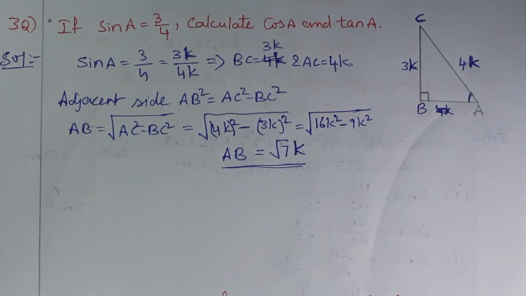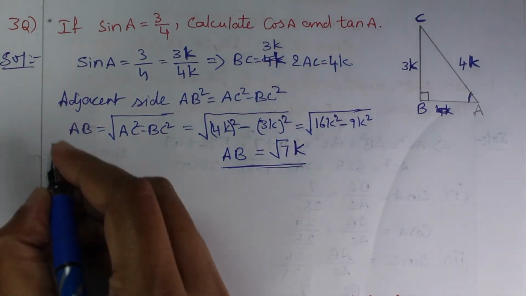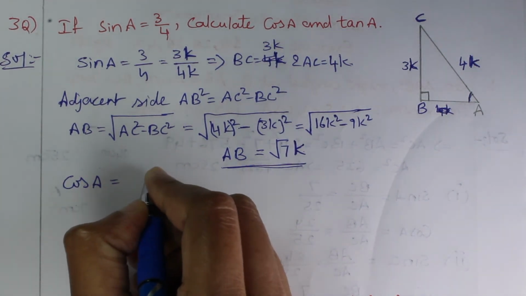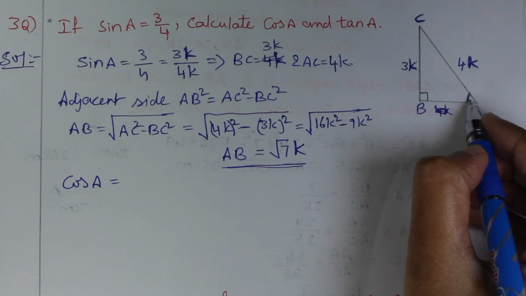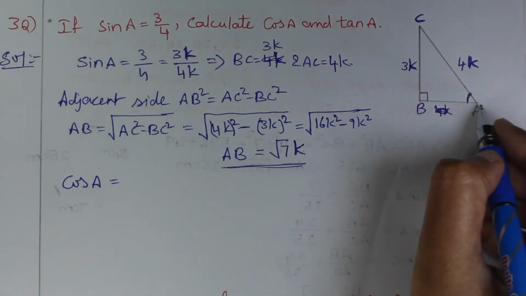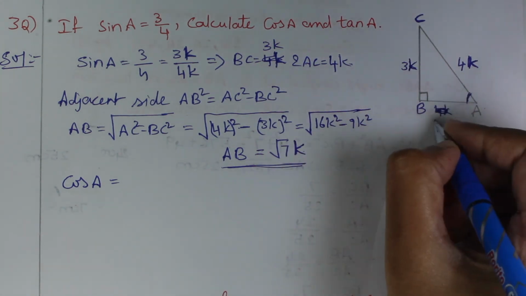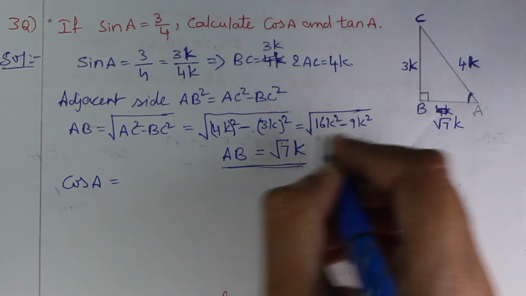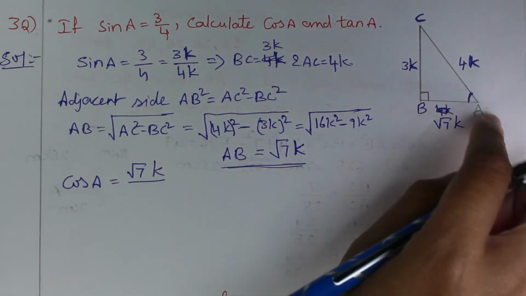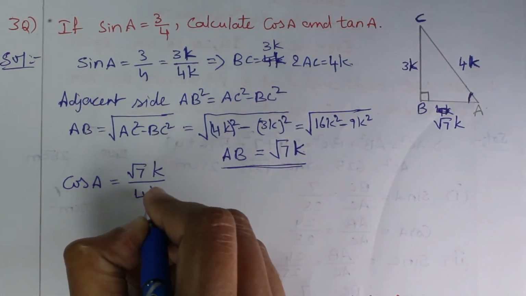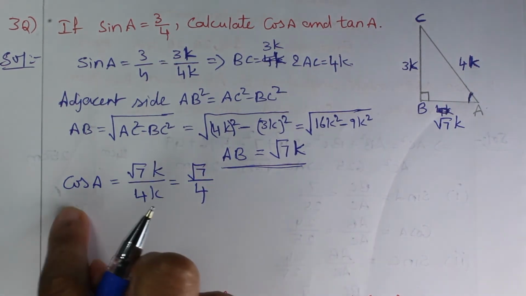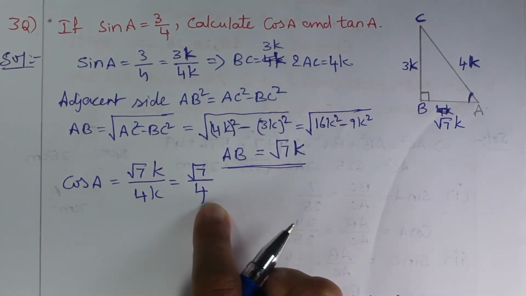Now he is asking us to find cos A. What is cos A? Cos A is equal to adjacent side by hypotenuse. What is the adjacent side to angle A? It is AB. AB is square root of 7K, divided by the hypotenuse, which is 4K. That is equal to square root of 7 by 4. This is the value of cos A.